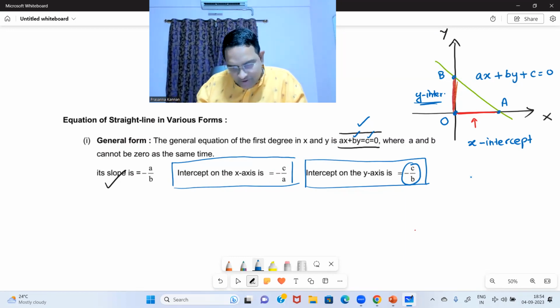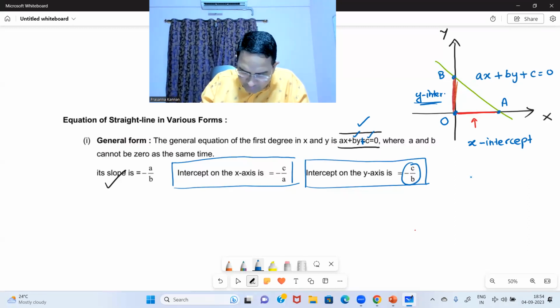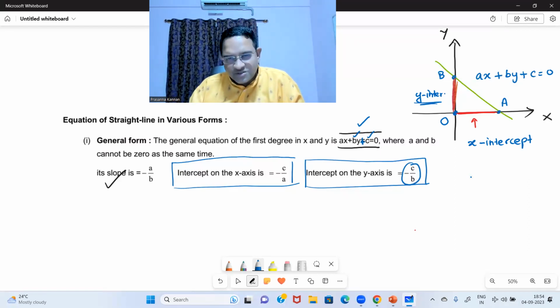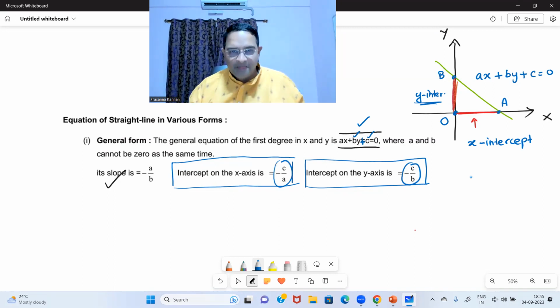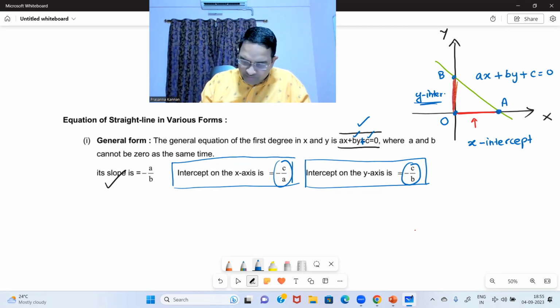Similarly, x-intercept, the moment I give you this equation, immediately you should be able to tell me, sorry, there should be a plus here. You must be able to tell me what is going to be the x-intercept. So x-intercept is nothing but minus c by a. Okay. So how do you otherwise find it out? Let me tell you. Say I want to find this point. So what should I do?